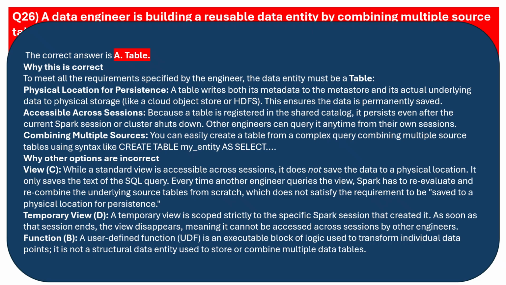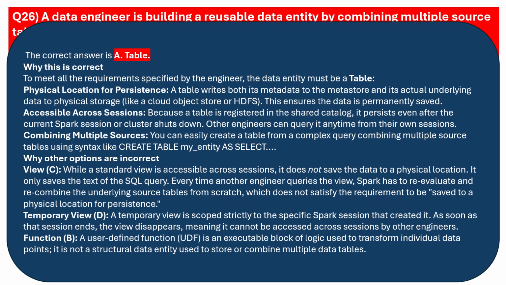View. While a standard view is accessible across sessions, it does not save the data to a physical location. It only saves the text of the SQL query. Every time another engineer queries a view, Spark has to re-evaluate and recombine the underlying source tables from scratch, which does not satisfy the requirement to be saved to a physical location for persistence.